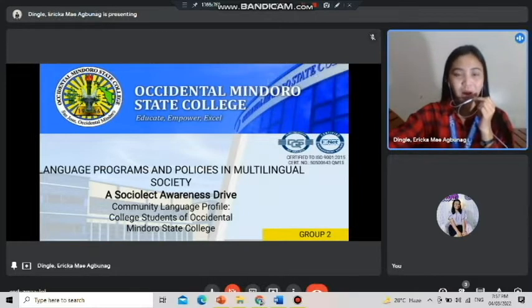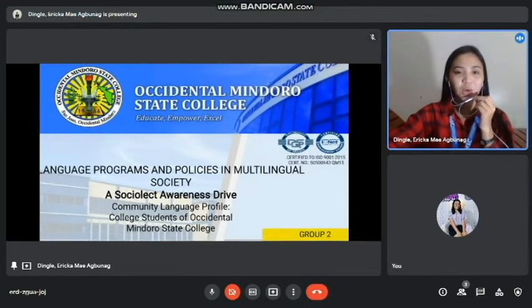Language programs and policies in a multilingual society, a sociolinguistic awareness drive, community language profile, college students of Occidental Mindoro State College. This is prepared by Miss Bagarino Abigail Jane Kaduhay, Miss Paulino Iris Kulil Labayan, Miss Mundin Mayan Enriquez, Miss Rochelda Gracel May Batoy, Miss Espinosa Dayan Pablo, and yours truly, Miss Dingle Erica May Agbunat.